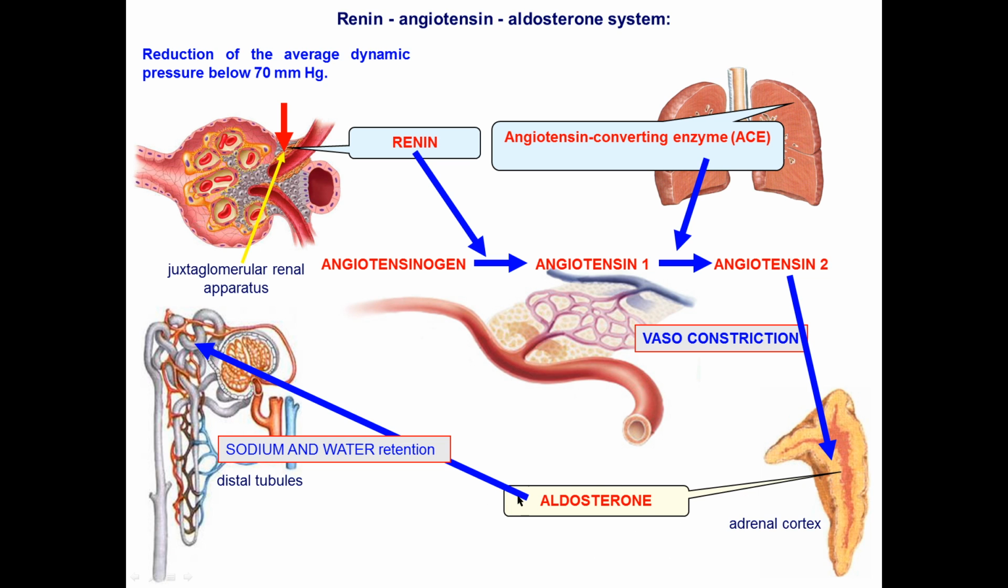Aldosterone, you know, is a hormone of the adrenal cortex, which causes sodium and water retention and increases the blood volume. This renin-angiotensin-aldosterone system increases blood pressure, on one hand because of vasoconstriction and increasing peripheral vascular resistance, and on the other hand because of increased blood volume from sodium and water retention.